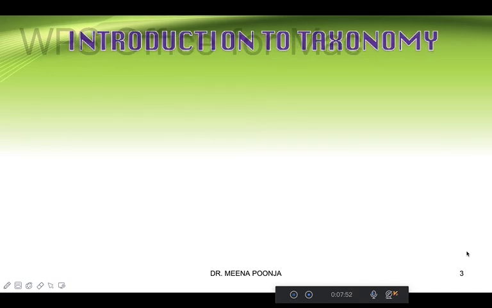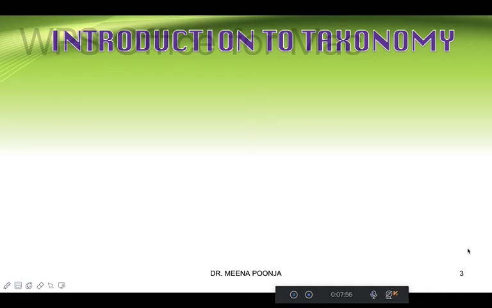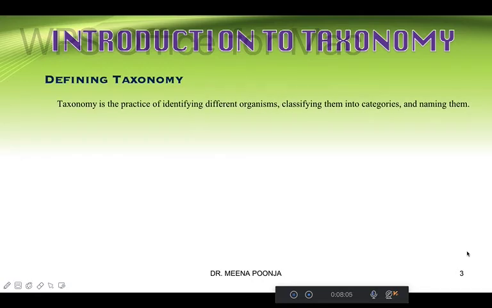Now the question arises, how exactly can we define taxonomy? As so far, we are now confident that taxonomy can be defined as the practice of identifying different organisms. We categorize them, that is, classifying them into various categories, and ultimately give them a formal name. So, if we are being asked about defining taxonomy, taxonomy is the practice of identifying different organisms, classifying them into categories, and naming them.